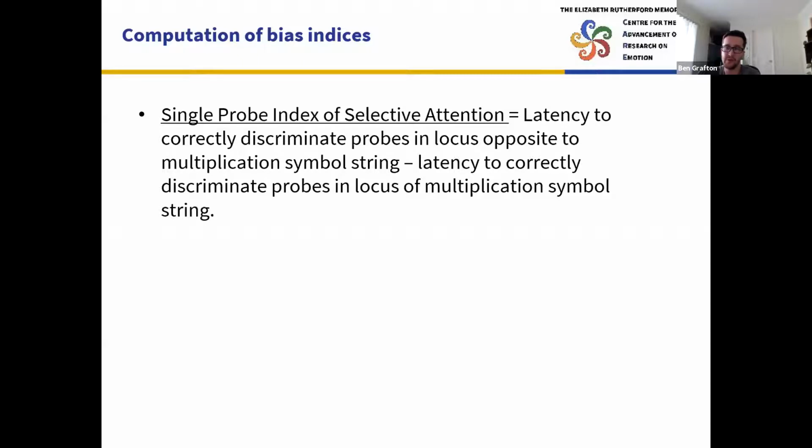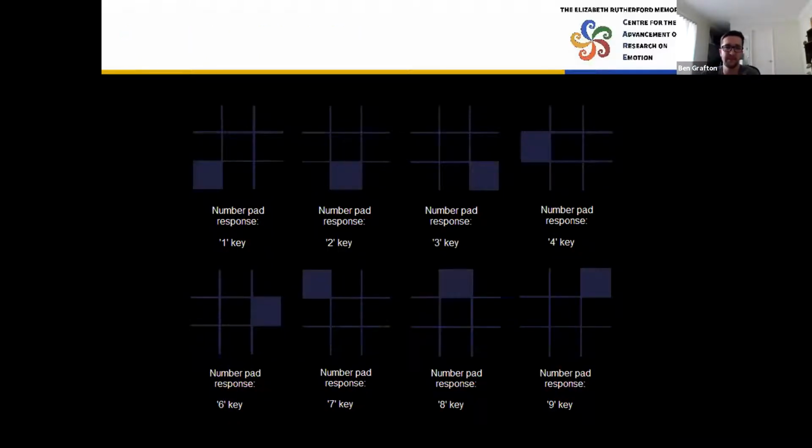Then in the dual probe version of the task, everything was the same except for the probes. So in this case, the probes were grids. You can't see it, but they're 3x3 grids, like the 3x3 number pad on your keyboard. And so there would be a grey square, they're not quite grey, but anyway, a grey square in the outer location of those grids. And participants simply had to say what the location of the little grey square was within that grid. The reason why we did it with grids was because we wanted the probability of an incorrect response to be low.